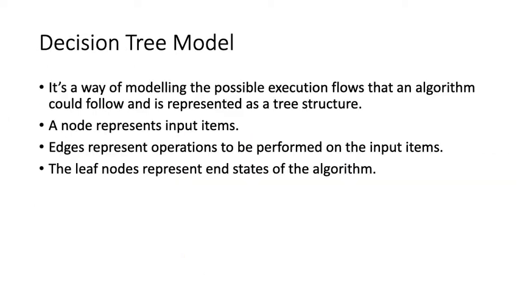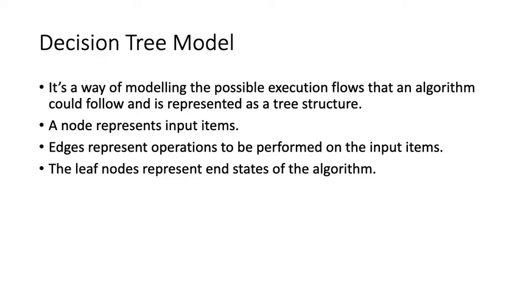Now let's talk about the decision tree model. The decision tree model is basically a way of modeling the possible execution flows that an algorithm could follow and is represented as a tree structure. Every node that is not a leaf node represents input items. Edges represent operations to be performed on the input items. And finally, the leaf nodes represent the end states of the algorithm. So in our case, if we try to model the element distinctness problem as a decision tree, our leaf nodes are going to represent either yes or no.